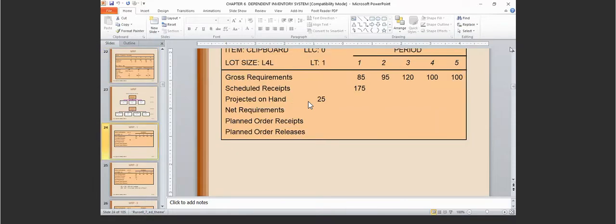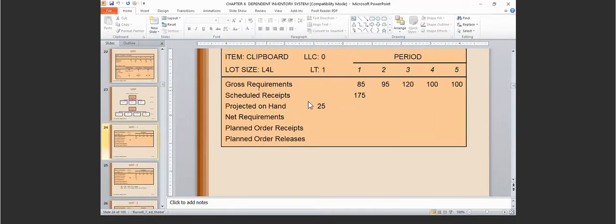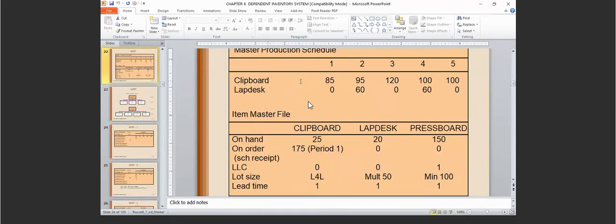So the next step is to key in the input about the gross requirement, scheduled receipt, and projected on-hand inventory. The gross requirement we can find from the master production schedule. For the clipboard, we have 85 units in period 1, 95 units in period 2, 120 units in period 3, and 100 units for periods 4 and 5.